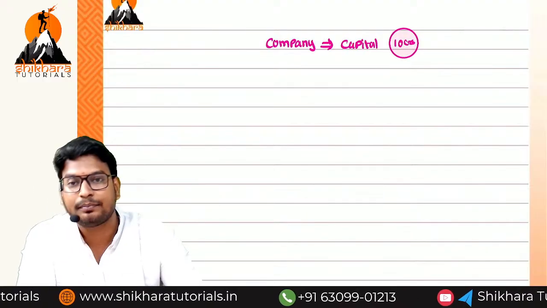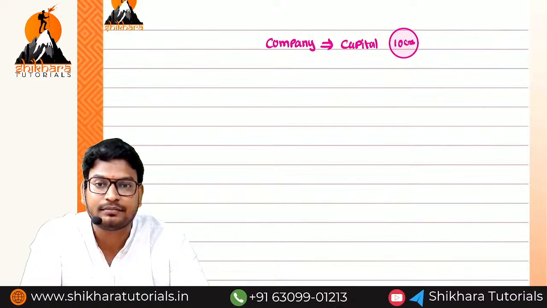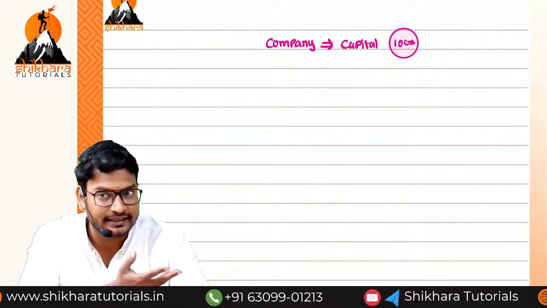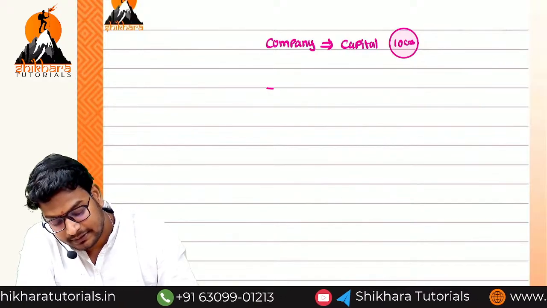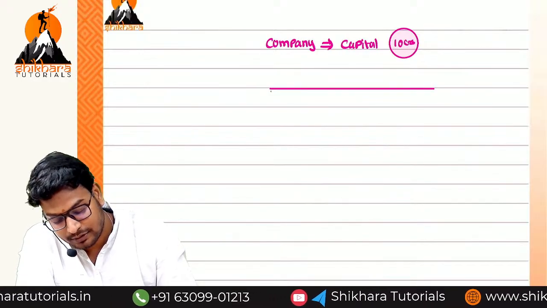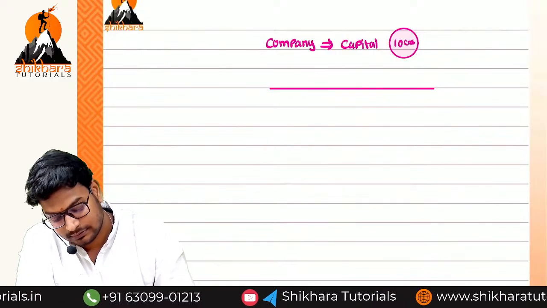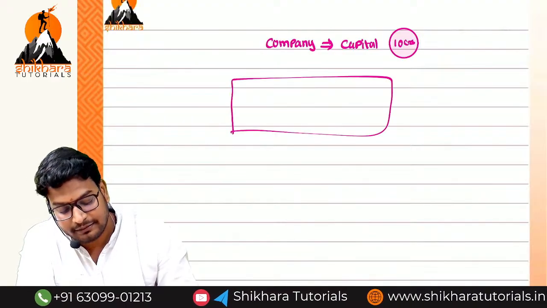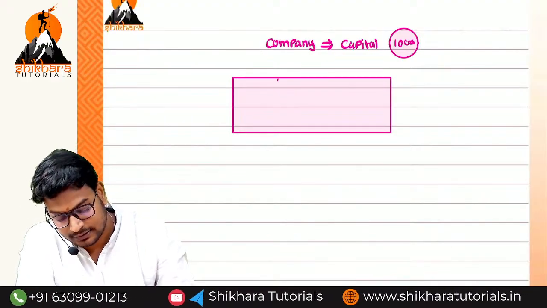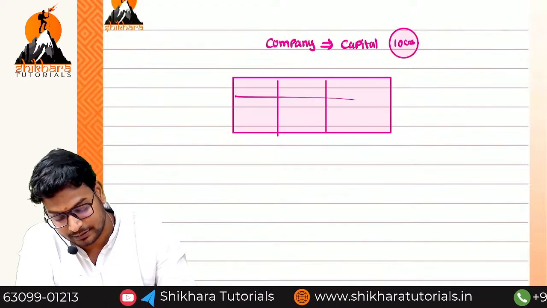So directly, 10 crore cannot be invested by one person. It is not possible, it is a difficult task. For that reason, the total capital we divide into small parts. Let us take an example of dividing it into 100 parts.